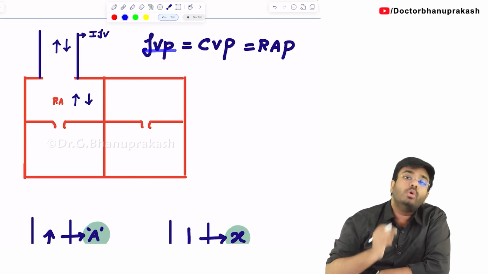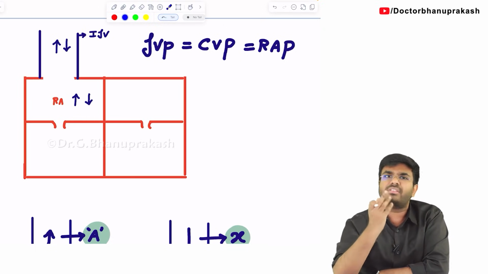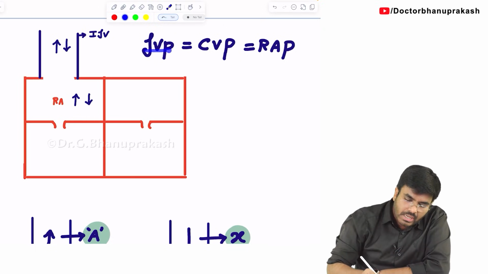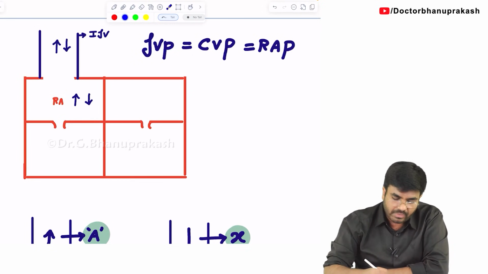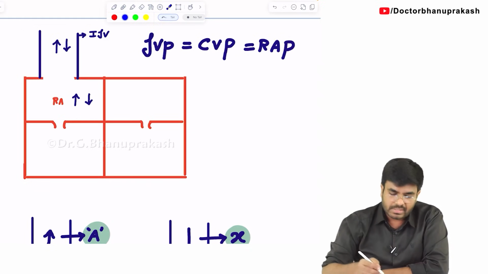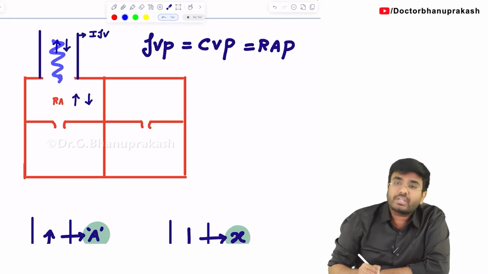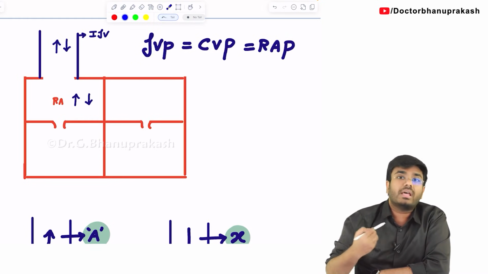Now instead of calling it the jugular vein, can I call it a central vein? Yes, the jugular vein is a central vein. The superior vena cava is a central vein. So jugular venous pressures, central venous pressures, and right atrial pressures are all the same. So JVP is equal to CVP is equal to RAP. From today, remember, central venous pressure is the measurement of right atrial pressure. Jugular venous pressures are dependent on the right atrium.